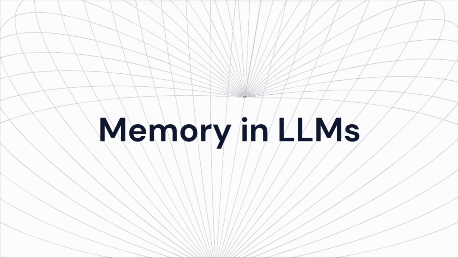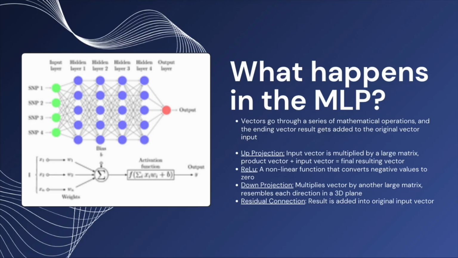Next, we're going to talk about memory in large language models. As we previously learned, these models use a transformer architecture, and inside the multi-layer perceptron layer, also known as the MLP, vectors go through a series of operations. This process happens in parallel to every vector token that passes through that layer. As the vector goes through that layer, it goes through multiple mathematical operations.